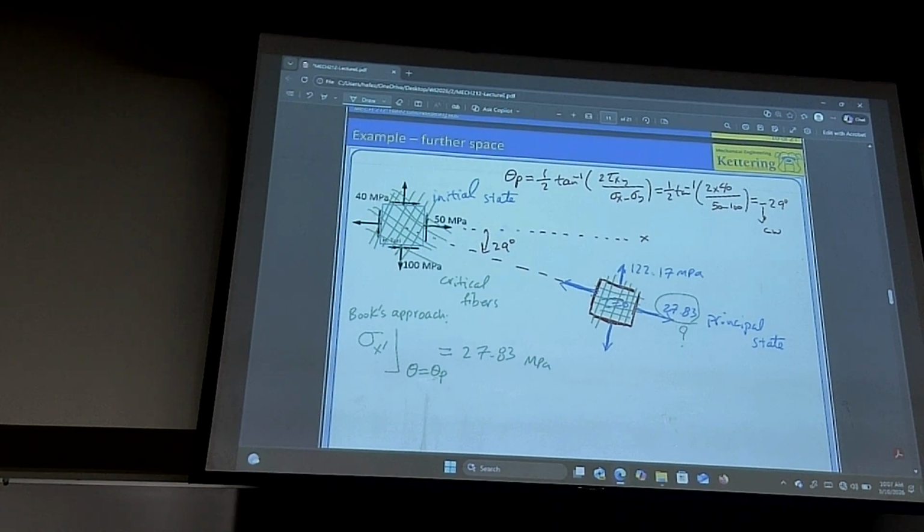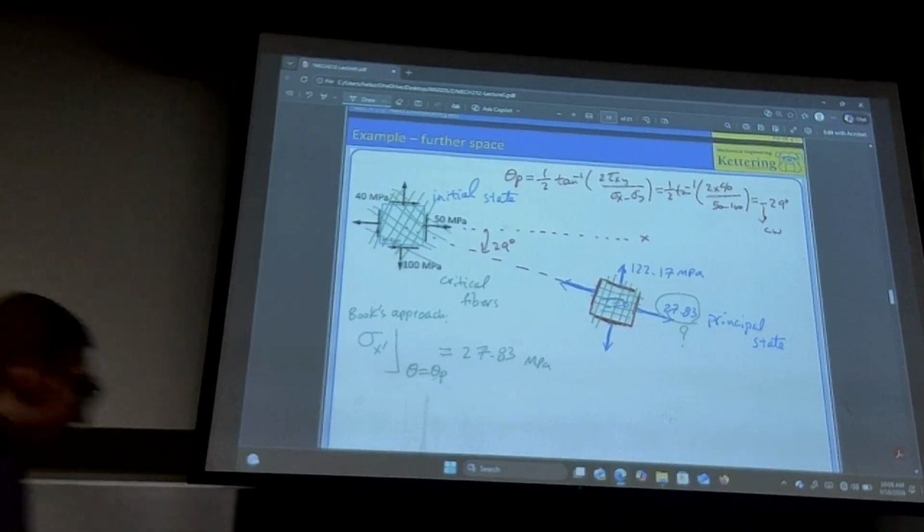Thirdly, I see you look quizzical. This big equation you have for sigma x prime, use that, put all the sigma x, sigma y, tau xy values in it. For theta, put theta p. That's good. Oh, I see what you're talking about.